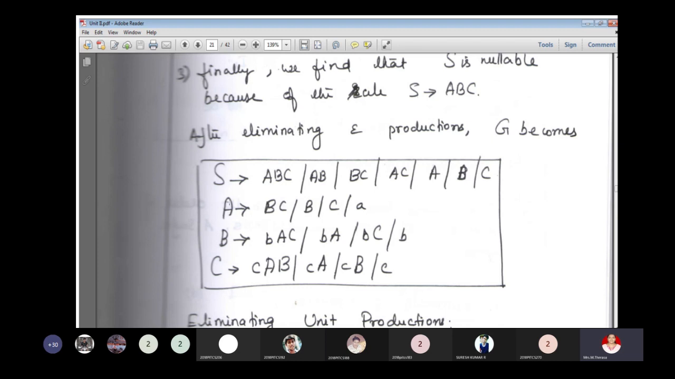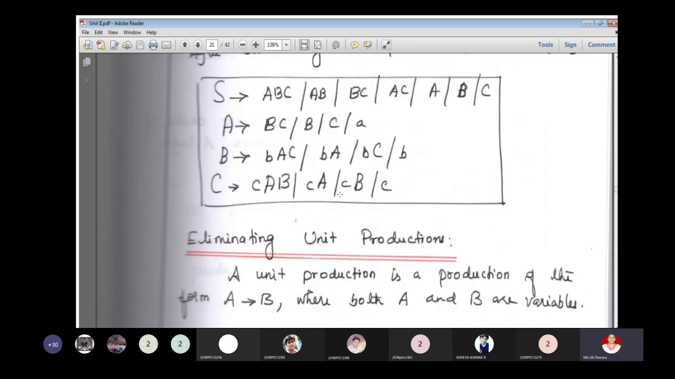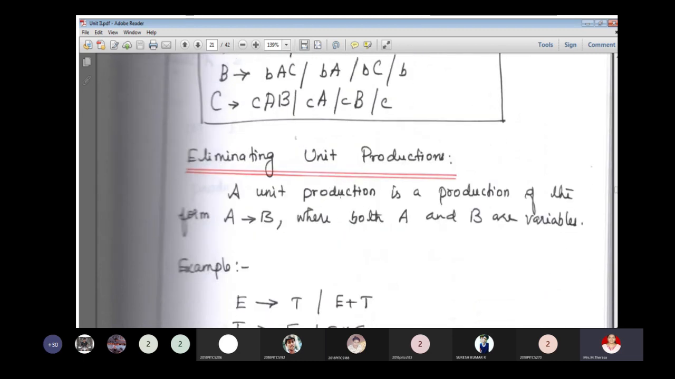Similarly, when you take A tends to BC, when you substitute B as epsilon, you will get C, C as epsilon, you will get B, and at last you may get A. So similarly, after substituting the nullable variables with epsilon, we arrive at these productions. So here there is no epsilon production. And the third step is to eliminate the unit production. A unit production is a production of the form A tends to B, where both A and B are variables.